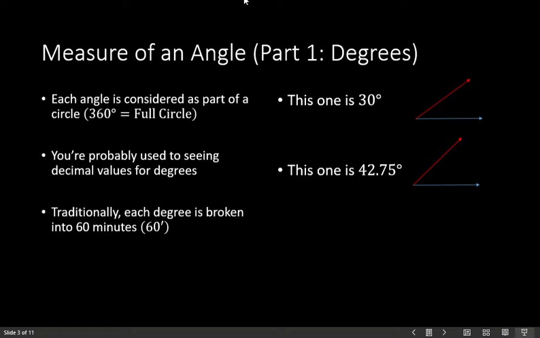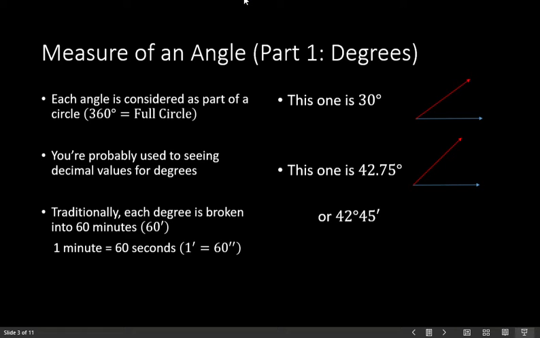Traditionally, each degree was broken into actually 60 portions. Instead of multiples of 10, it was 60 minutes. So 1 minute is a 60th of a degree. Use the little apostrophe there to denote minutes. So 42.75, that's 42 and 3/4, which 3/4 of a degree is 45 minutes. So it would be 42 degrees, 45 minutes.